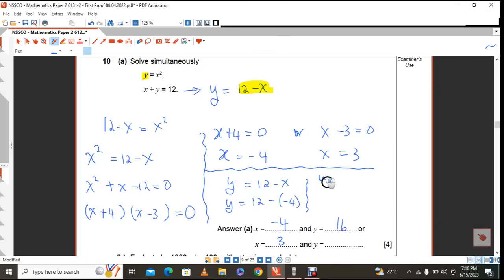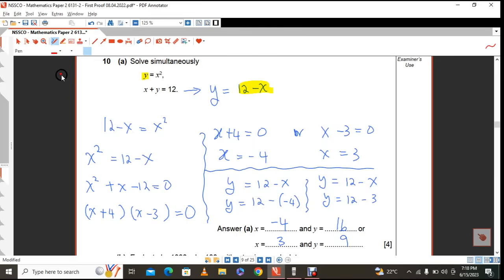Another one, when you use the same y equals 12 minus x formula, now you substitute 3 in there, so y equals 12 take away 3, 12 minus 3, of course, that gives you 9. So corresponding values where they need to be, and those are your solutions. All right, it takes a little bit of work, but you can actually get the work done.